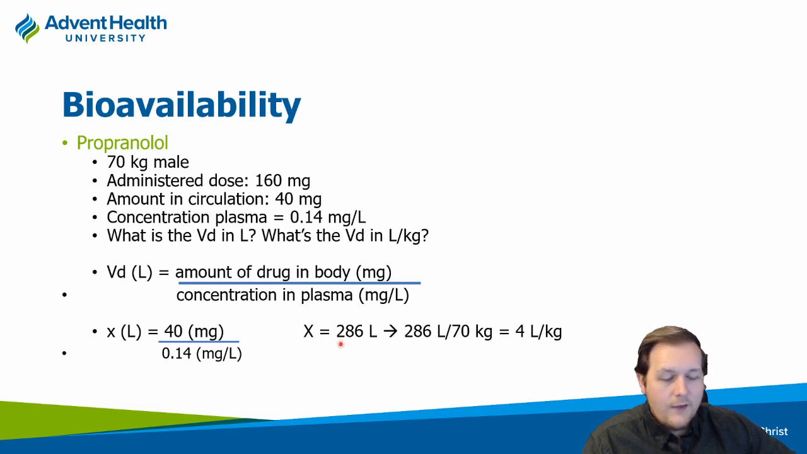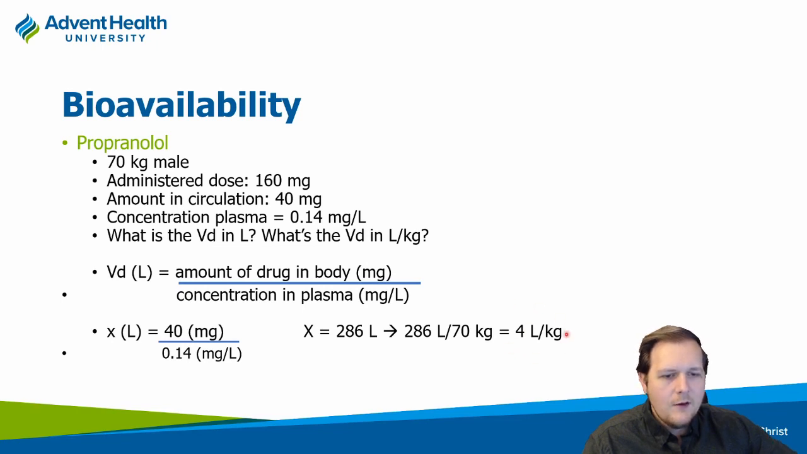Now, that's for that particular patient, that 70 kilogram male. What if I wanted to take that and then apply it to someone else? Say a 50 kilogram female, for instance. Well, I go ahead and just divide this out by the patient's weight, so I end up getting 4 liters per kilogram. So if you recall back on that list of different volumes of distribution, anything greater than 1 is considered to be pretty lipophilic. It's going to have a high volume of distribution.